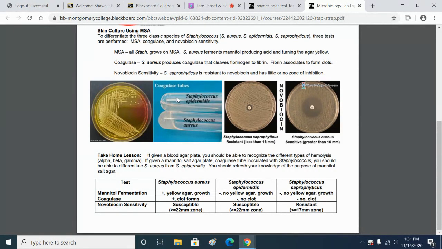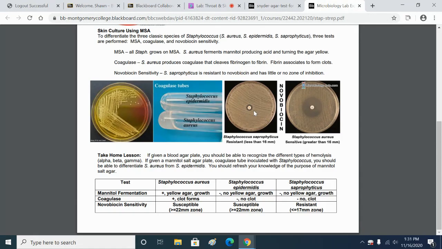The third test was an antibiotic, a disc diffusion test. And so you would take some bacteria from your MSA plate, dip them in sterile water just to help you spread the bacteria all over the entire surface of the agar plate, and then apply a novobiocin disc in the center. As the novobiocin diffuses through the agar, if it inhibits the bacteria, it will create a zone of inhibition. And then you have to measure. And the measurements are here on the bottom.